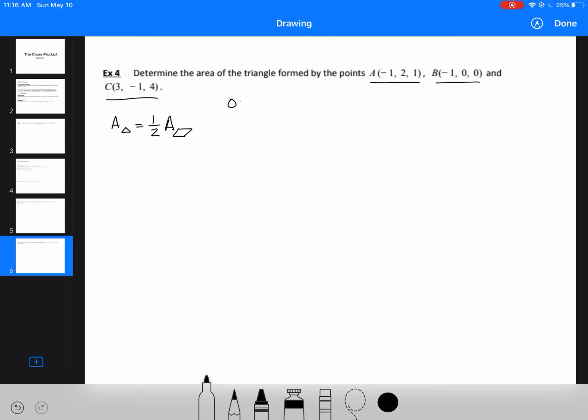So we're going to create 3 position vectors. Again, hopefully you remember this from last year. If you don't, that's okay. Position vector is just from the origin to the point. So we have OA, OB, and OC.